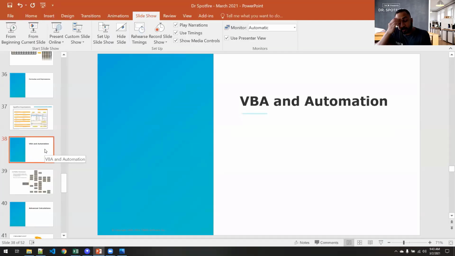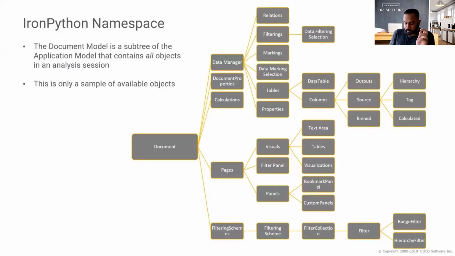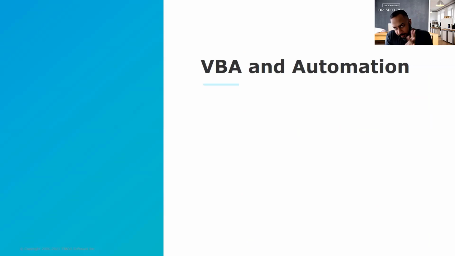So VBA and automation. I'm just going to talk about this quickly. VBA, I use VBA a lot in Excel to automate certain tasks. I use it for calculations. I use it to pull data from databases. It's a general purpose language that you use for a lot of different things.